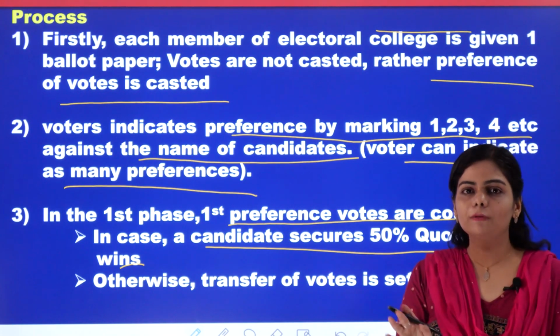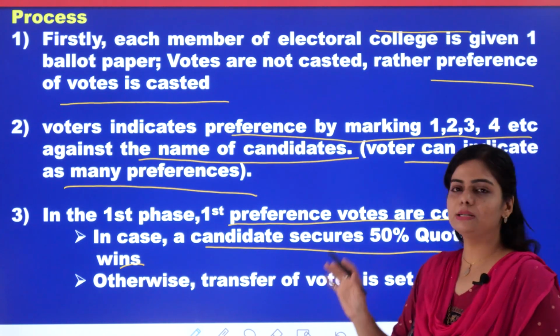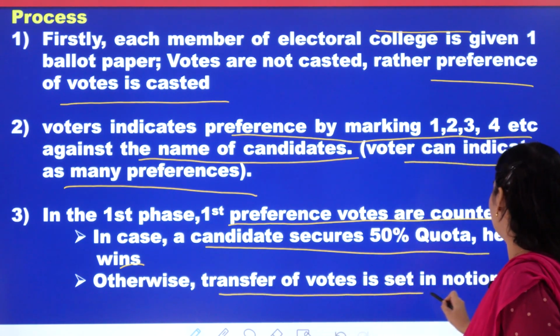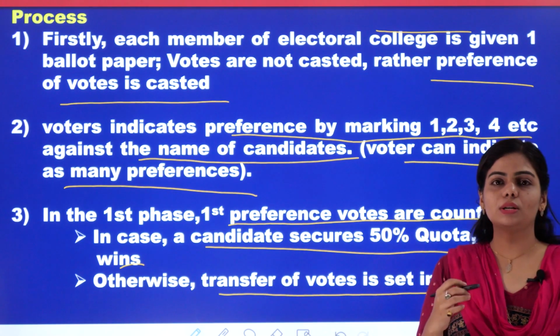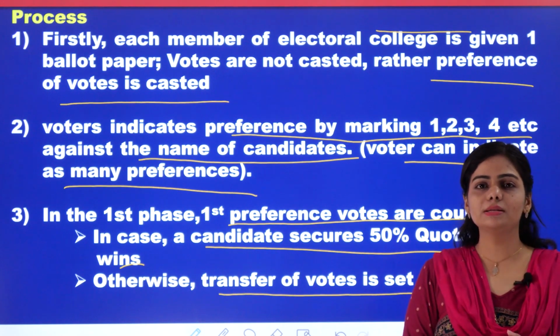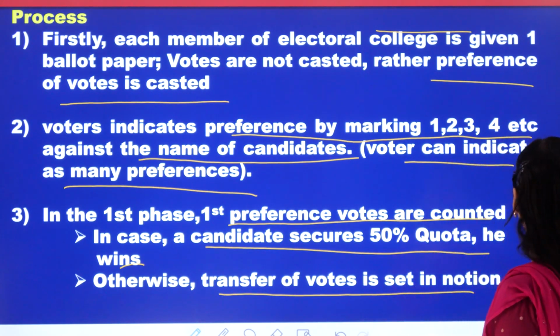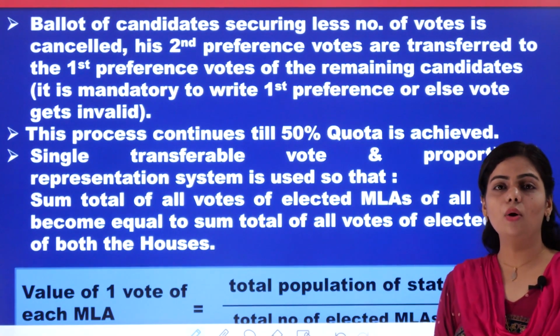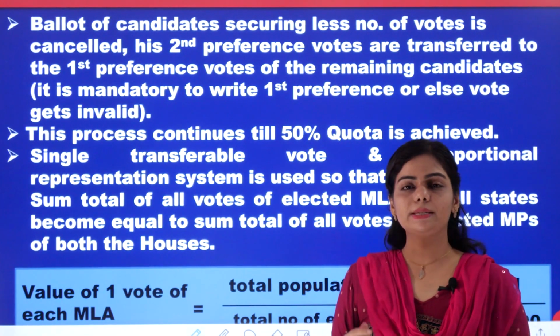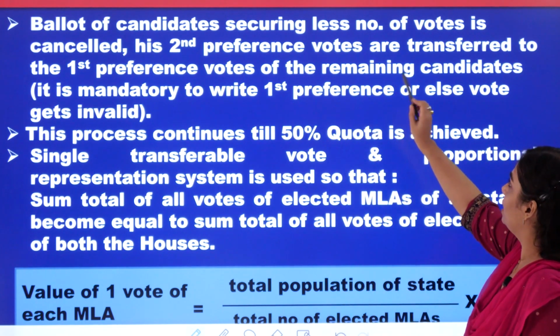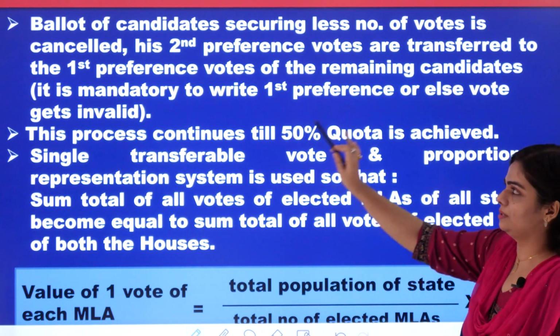But in case none of the candidates achieves this 50% quota of valid votes, transfer of votes is set in motion. Alright. So the second preference and the third preference are transferred one after another. So how are these votes transferred? These preferential votes are transferred. The ballot of the candidate securing the least number of votes is cancelled.